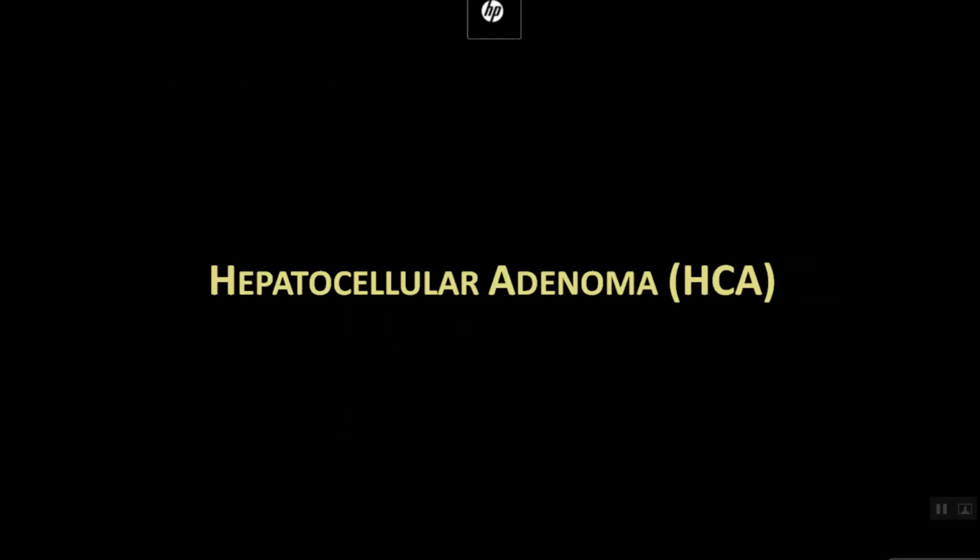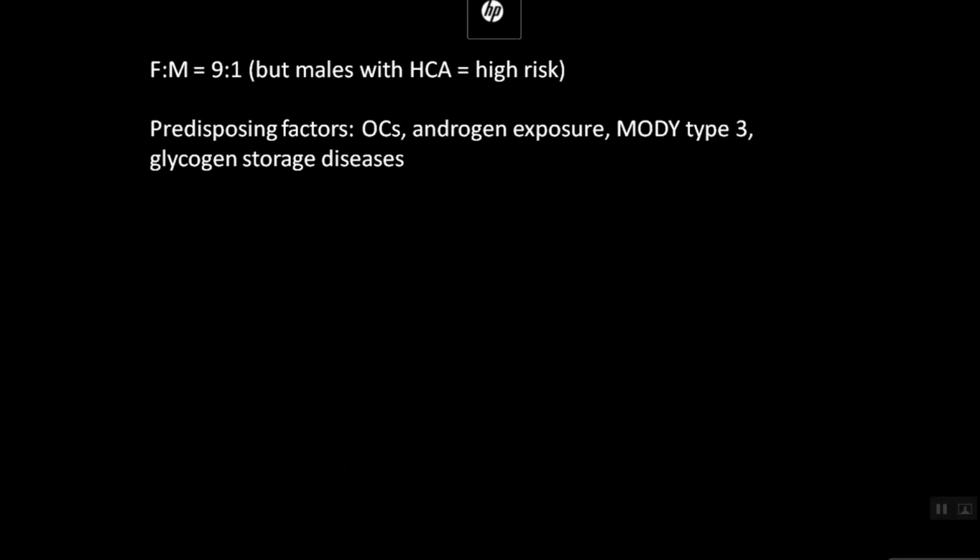Alright, so adenoma is the third common lesion that you will see, a non-cirrhotic liver, non-malignant lesion. Again, female preponderance, right? Mostly in females, 9:1, so 90% female, just like an FNH. But if a male has an adenoma, that's a high-risk thing, so you need to resect it, you need to treat it. There are certain predisposing factors which we are aware of: oral contraceptives, androgen exposure, glycogen storage disorders. You don't see that often, but that's a predisposing factor. And then diabetes.